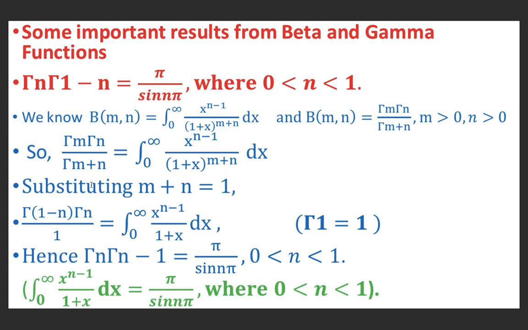If we substitute m plus n equal to 1, then m equal to 1 minus n, gamma n, gamma 1 is 1, the integral from 0 to infinity of x raised to power n minus 1 upon 1 plus x, because m plus n is 1, dx. We know that gamma 1 is 1. It means gamma 1 minus n into gamma n is equal to pi upon sine n pi, because the integral from 0 to infinity of x raised to power n minus 1 upon 1 plus x dx is pi upon sine n pi, where n lies between 0 and 1.